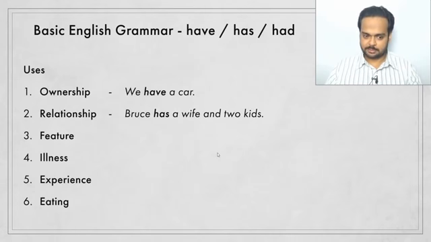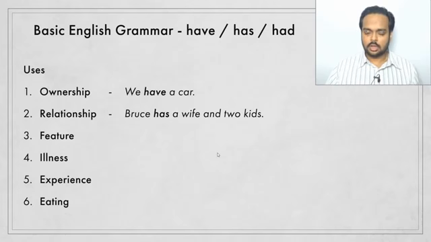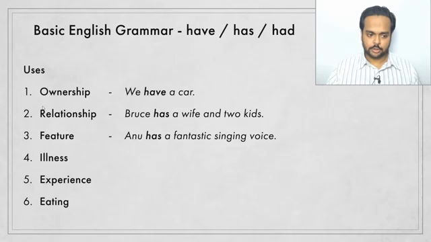Now, use number 3 is to express features. What is a feature? A feature is a characteristic or a quality of a person or thing. For example, Anu has a fantastic singing voice. The voice is a quality or characteristic of Anu. We say Anu has because, again, Anu is a singular noun like Bruce.